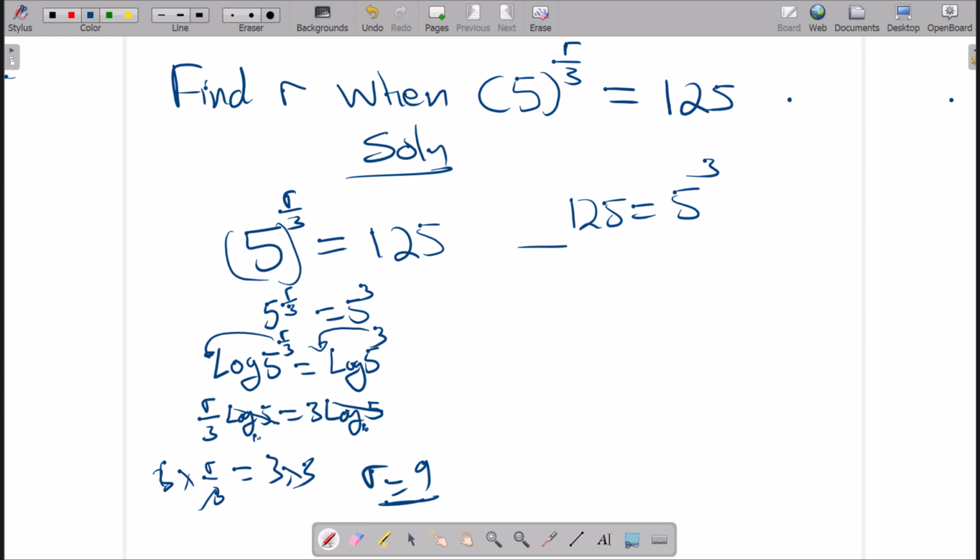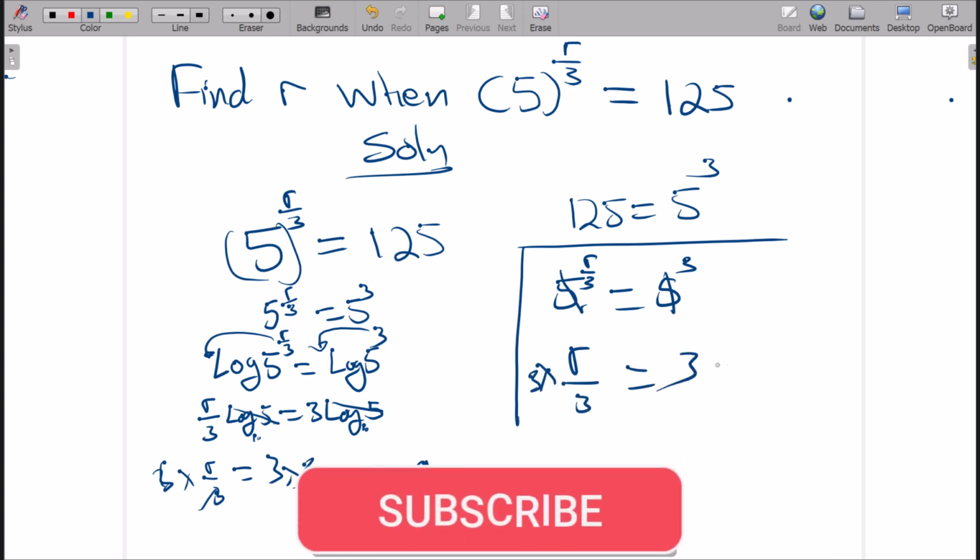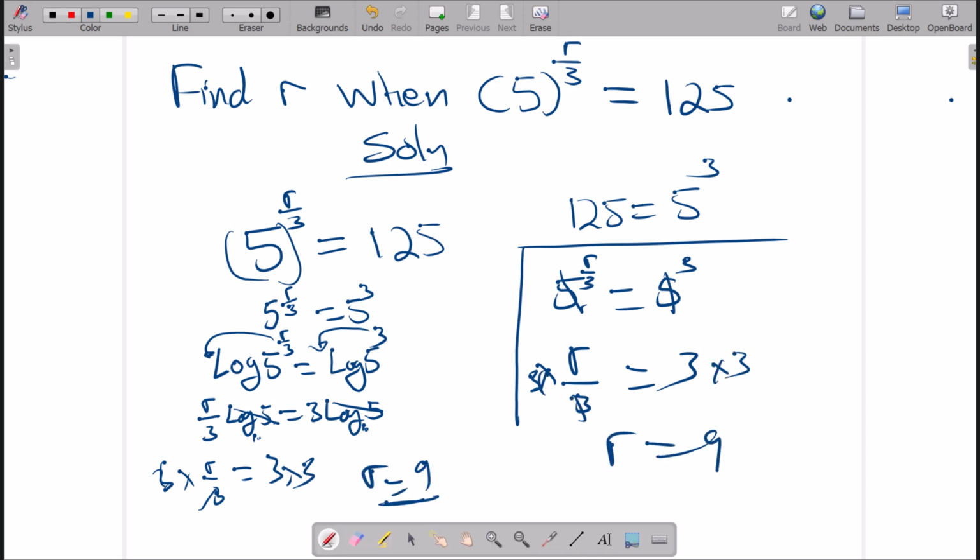Or we can use a simple method which is quick and faster. 5 power r over 3 is equals to 5 power 3. You can even start by cancelling both sides instead of putting logarithm in this, because this is a known process. It's a process which is already known. So by the end of the day, you will have this, and same goes. You multiply, you cancel here, r is equals to 9.